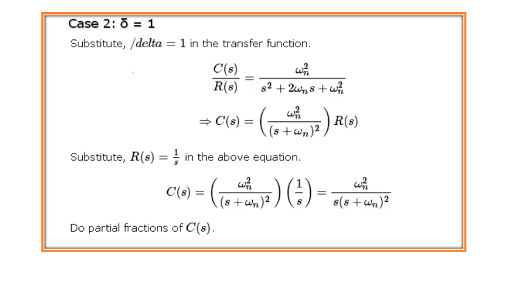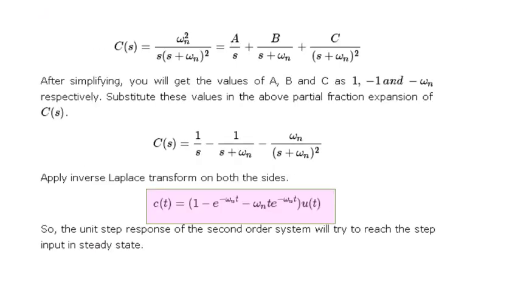When zeta is substituted equal to 1, I can simplify this expression as omega n square divided by (s plus omega n) whole square into R of s. I take it for step input, so substitute R of s is equal to 1 by s in the above expression. So again I do the partial fraction method.